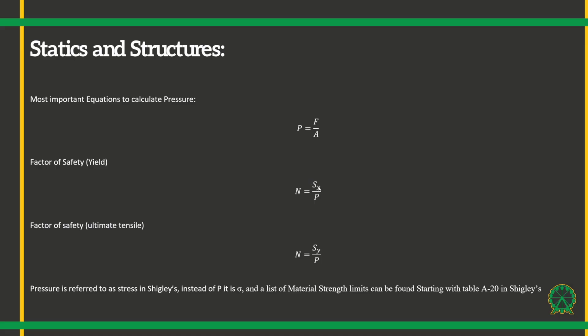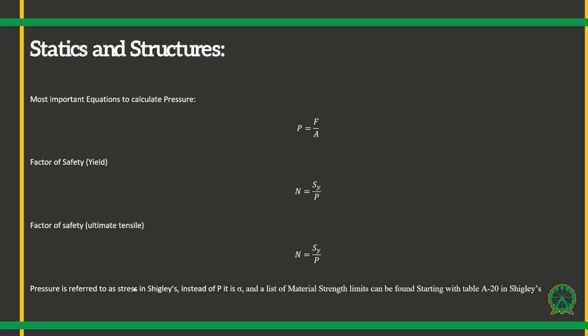Our yield factor of safety, which is a separate material property from our ultimate tensile, there's a typo right here. This should be SUT because it could either be SU or ST based on whatever source you're getting this number from. But basically, the factor of safety for yield is your yield strength over your pressure. Your factor of safety for ultimate tensile is your ultimate tensile strength over pressure.